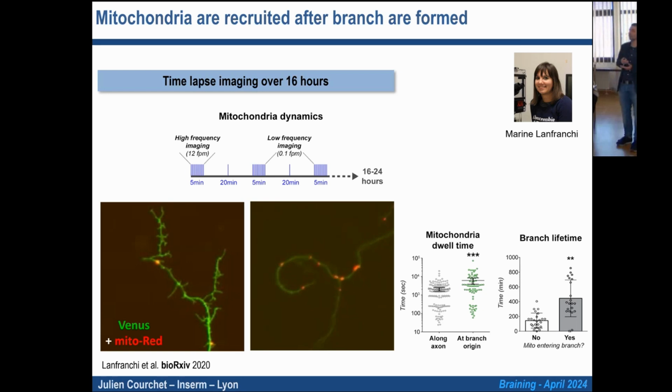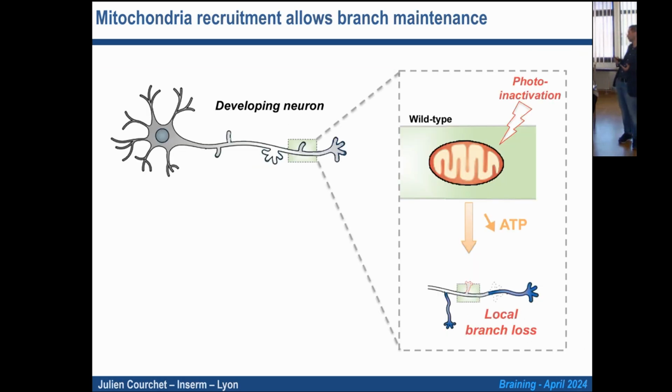So we could quantify that the dwell time of mitochondria at the origin of the branch is higher than along the axon, and that when the mitochondria enter the branch, the lifetime of the branch is increased. So this led us to the conclusion that mitochondria are important for the stabilization of the branches, and that in cortical neurons, this is actually the first model that is happening. The branch comes first, makes pre-synapses, and then mitochondria are recruited later on for the stabilization rather than for the formation of the branches.